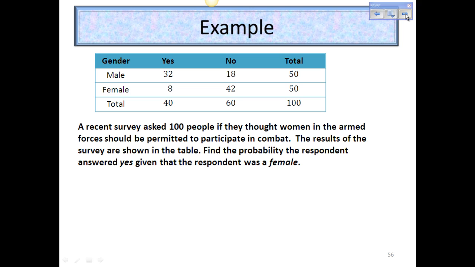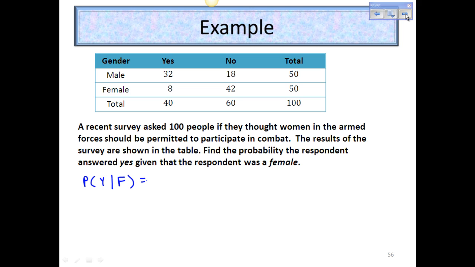Last example, I encourage you to go ahead and pause the video here, work this example, and then continue playing the video and see if you got it right. A recent survey asked 100 people if they thought women in the armed forces should be permitted to participate in combat. The results of the survey are shown in the table. Find the probability the respondent answered yes, given that the respondent was a female. So the probability of yes given female.